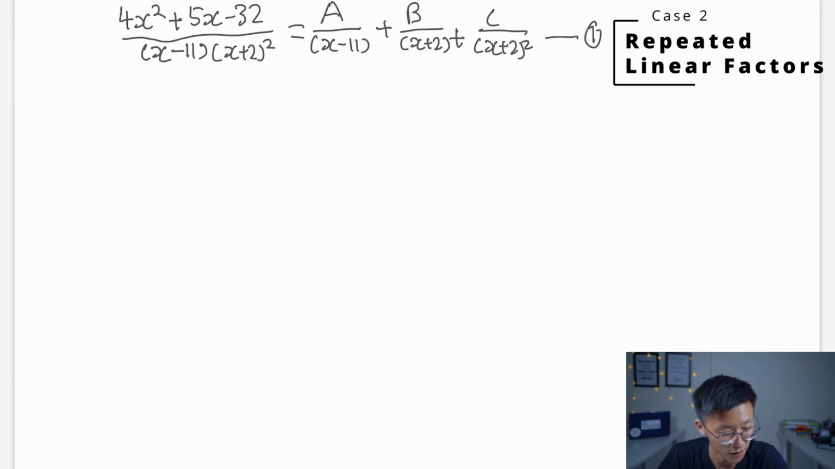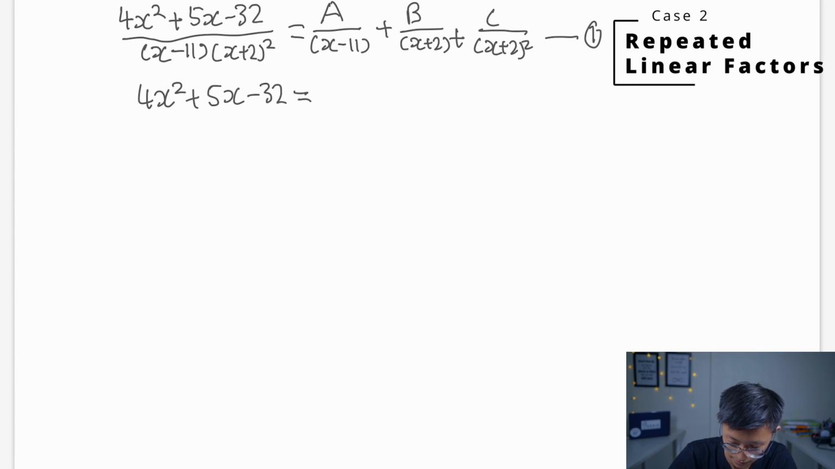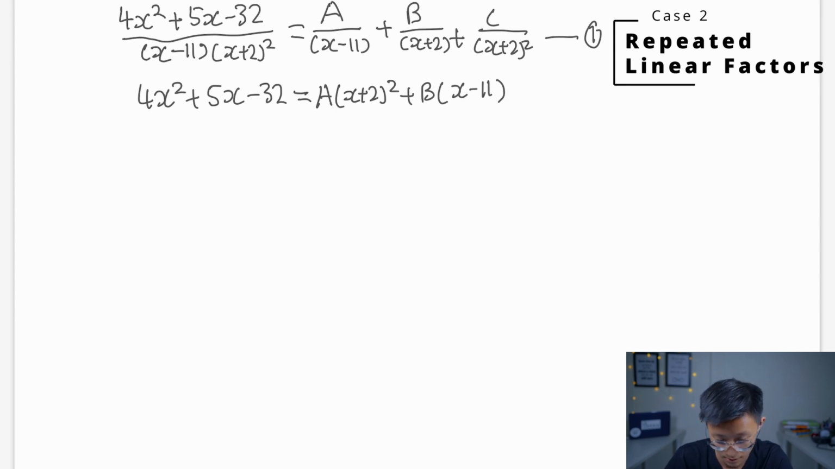Next step, let us multiply both sides by the denominator, x minus 11, x plus 2 squared, and label it as equation 2. Now, let us substitute suitable values of x to find a, b, and c respectively. Let us sub x equals to 11 to find a first.